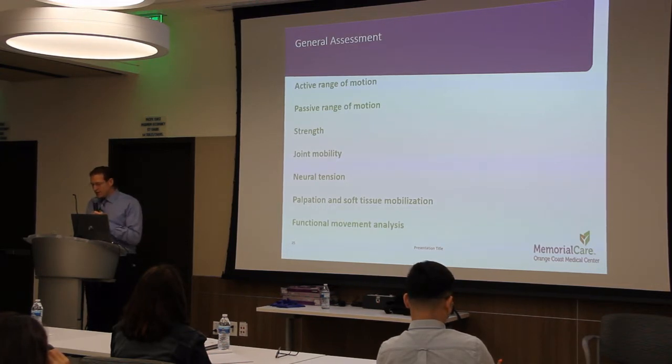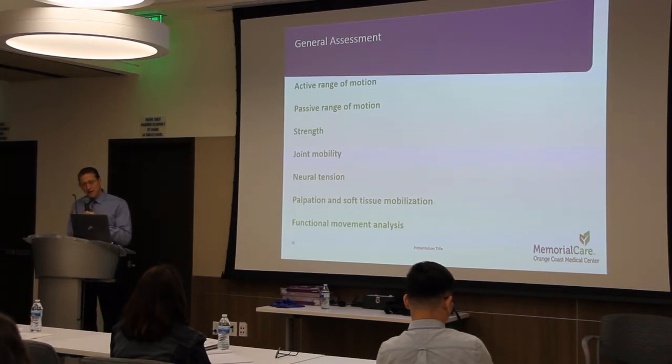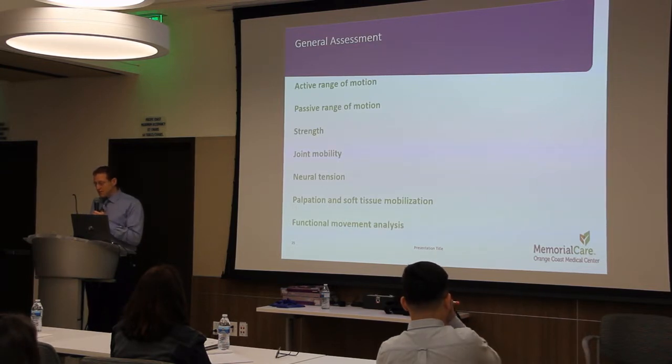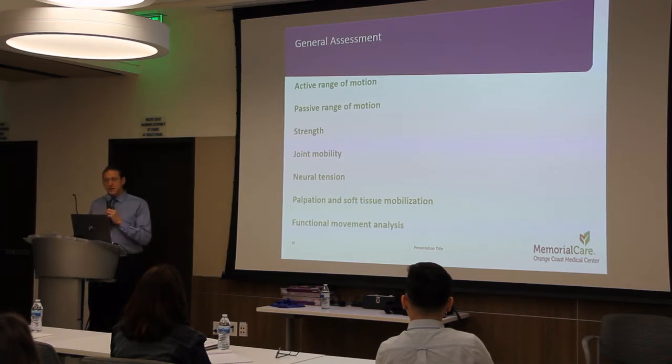Active and passive range of motion is a useful assessment to determine the state of the muscle function and joint function during movement. It gives us insight into length-tension relationships of the muscle, how guarded a patient might be, soft tissue tension, and joint mechanics.